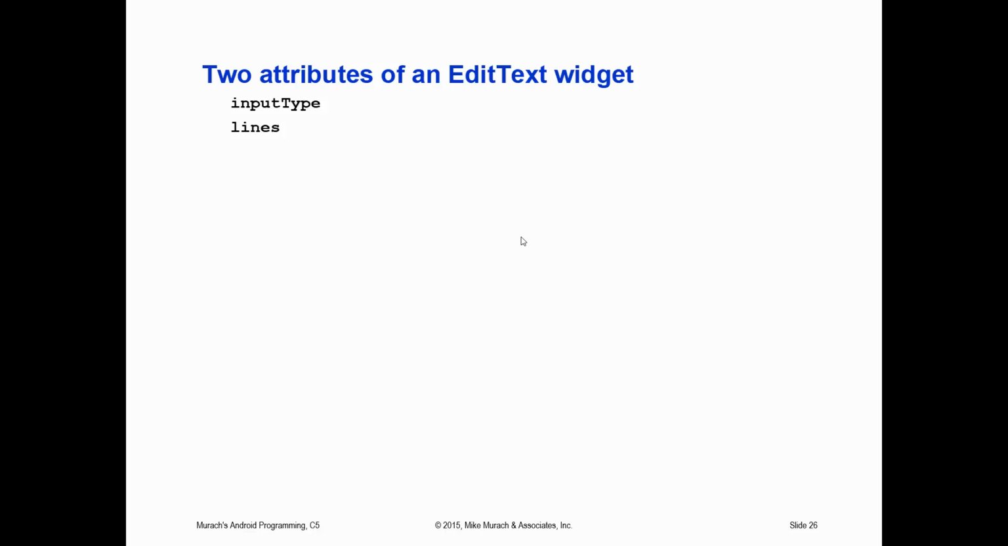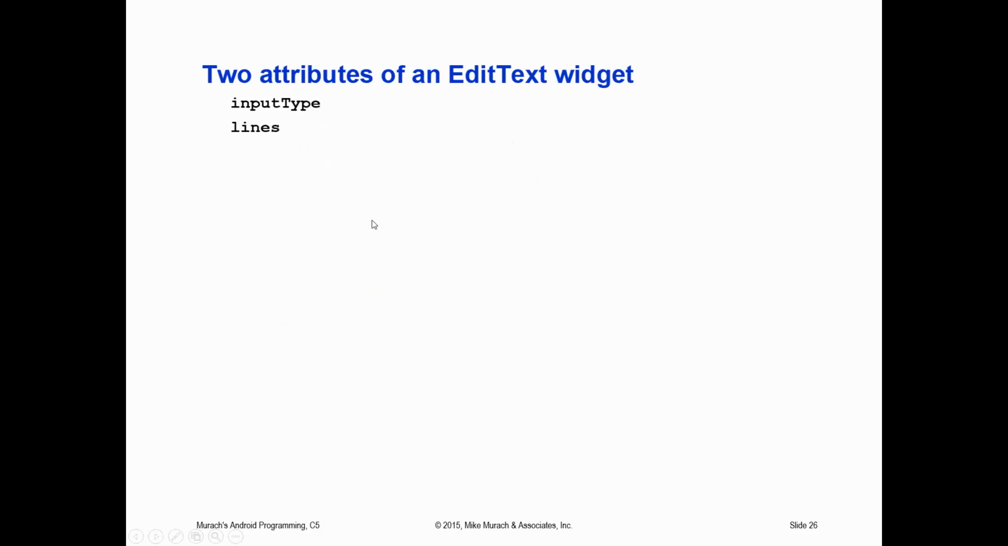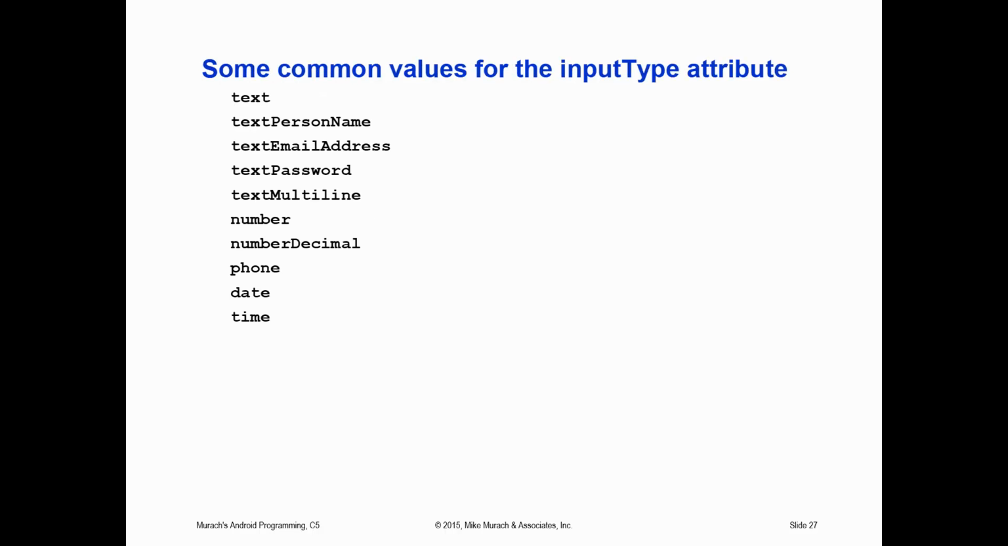On 138 and 139, they talk about 2 attributes of an edit text widget. The first is input type, and that's what we just saw here and here. That input type will allow us to put in the type of data that we want to use for the editable text view. And here are the types that you can use. I believe the default is just text. But notice there's email address, password, multi-line, number, number decimal, which we've looked at, etc. There's also phone, date, and time.